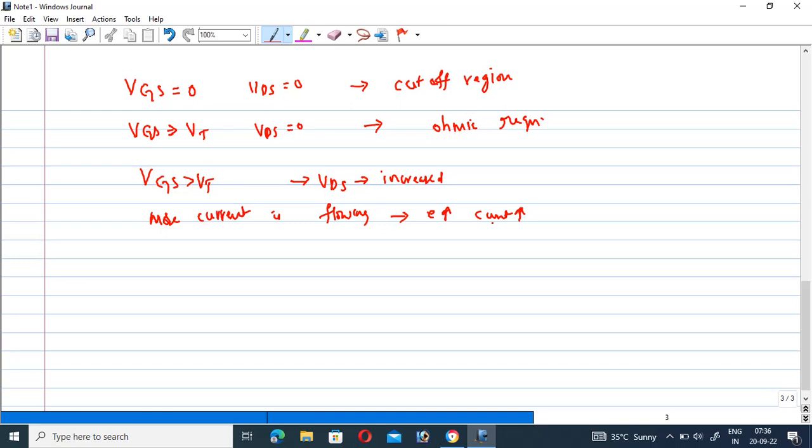So let us see the graph related to that, the drain characteristics as well as VDS, which will give some observations related to that. Let us see here, the drain current characteristics. I will draw the graph here.